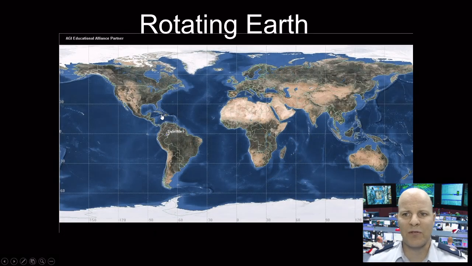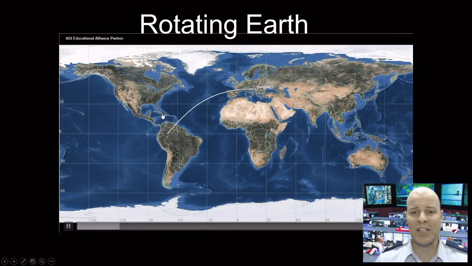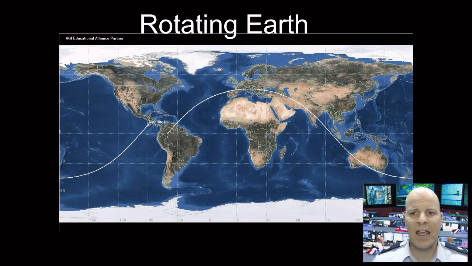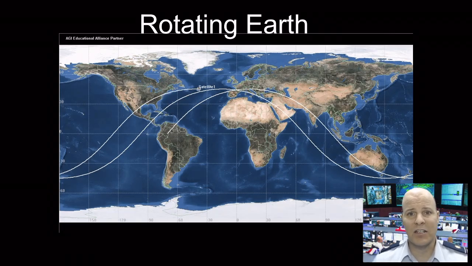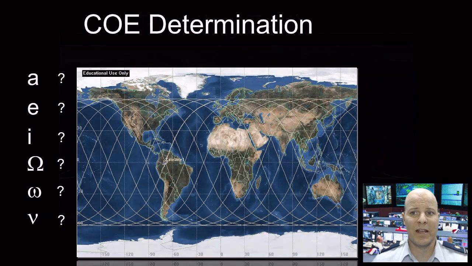So let's look at a map of what that might look like. Here we have our satellite in orbit, same as before. It's orbiting our Earth. And what you see is, again, it doesn't go over the exact same path that it went before. In fact, there's some offset here. And that offset is going to be useful to us because we're going to use that offset to determine a lot of our COEs. And that's what I'm going to show you with the next few slides here.